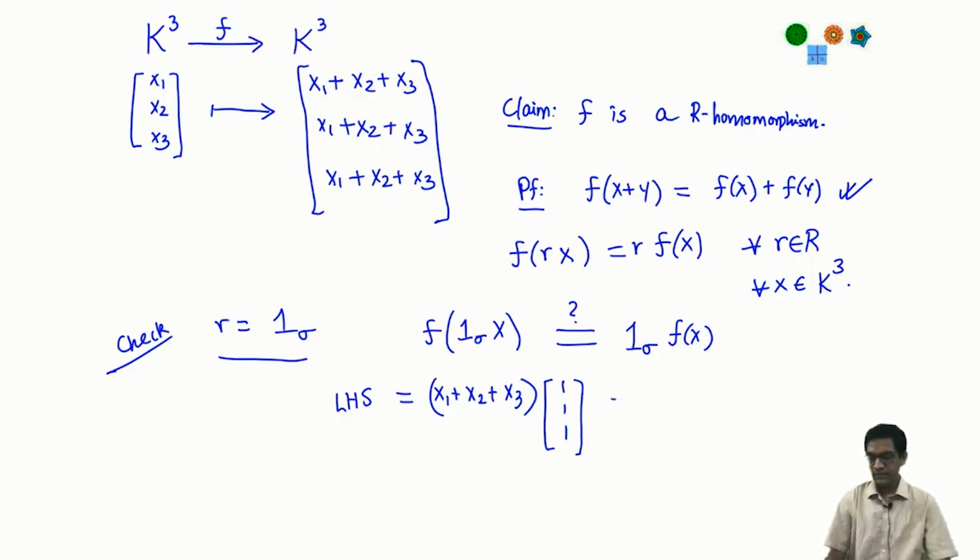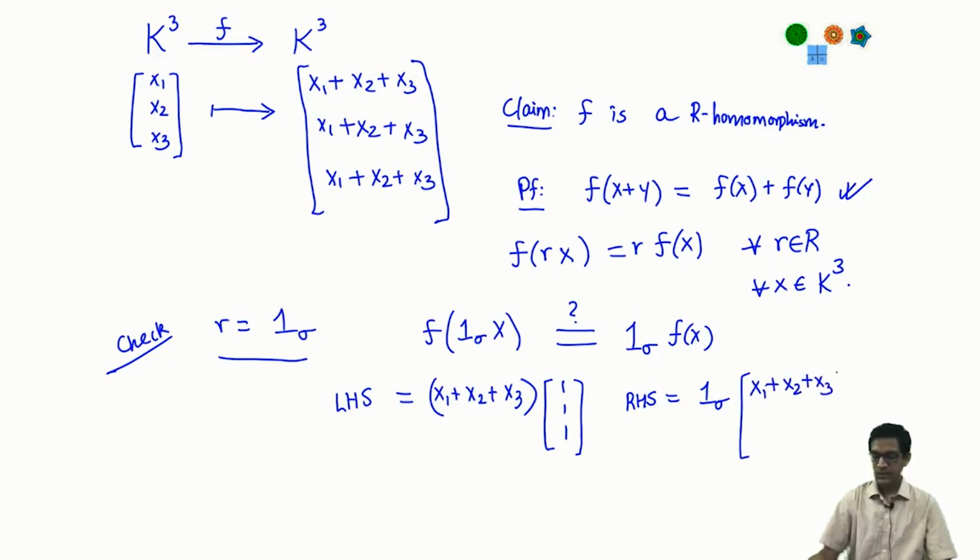And now observe, what about the right hand side? I've computed the left hand side. The right hand side is where I take 1 sigma and act it on the vector x1 plus x2 plus x3 in each component.